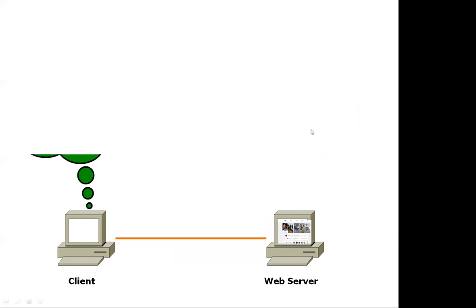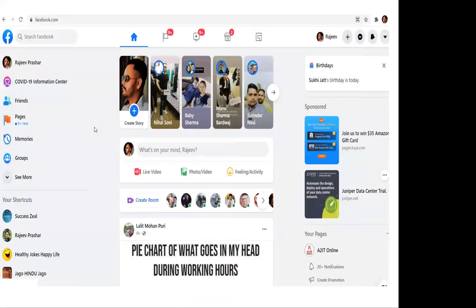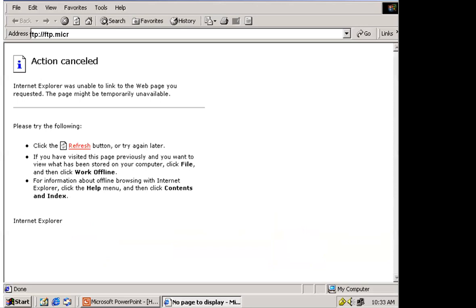So it is sending an HTTP reply to the client. If the reply comes there, then you can check Facebook will open. So I have used my own Facebook screenshot here. Okay. Let me tell you another example. For example, a client wants to access the FTP server of Microsoft.